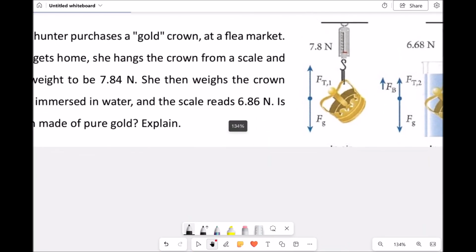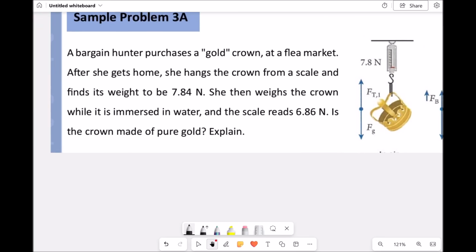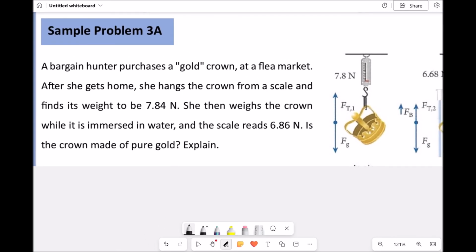Now we have this question. Let's solve this question and you will know what we are dealing with. Now look, guys, you have a bargain hunter who is purchasing a gold crown at a flea market. After she gets home, she hangs the crown from a scale and finds its weight to be 7.84 Newton.